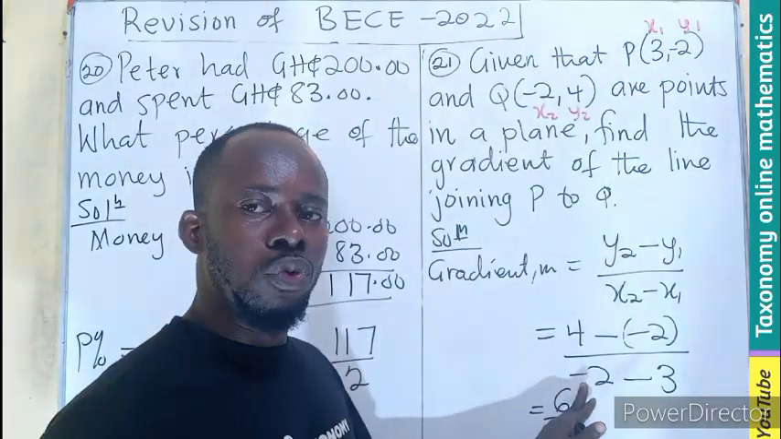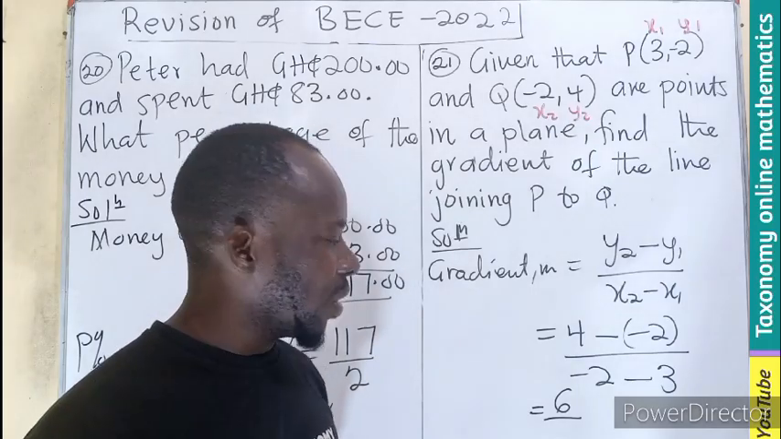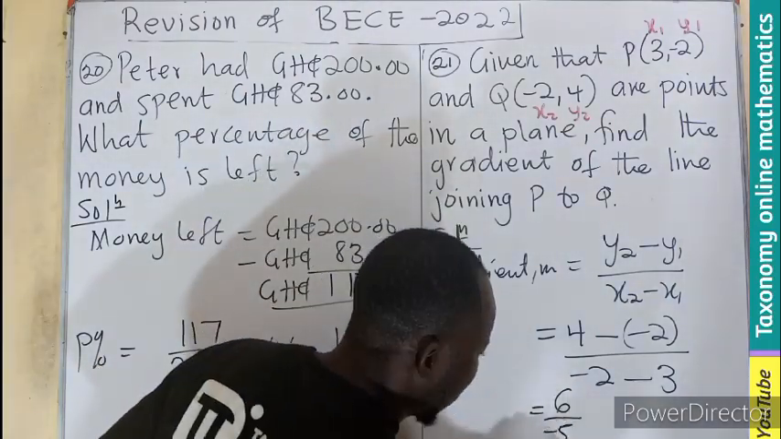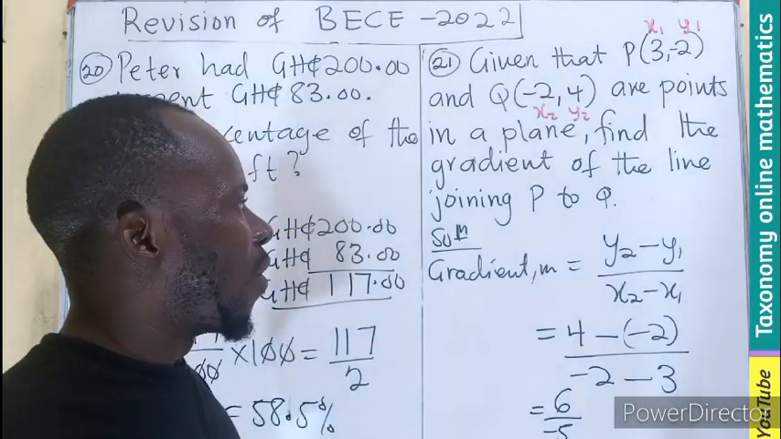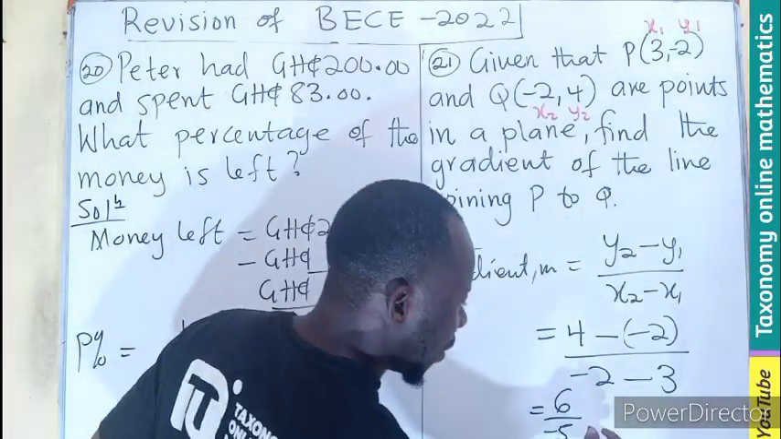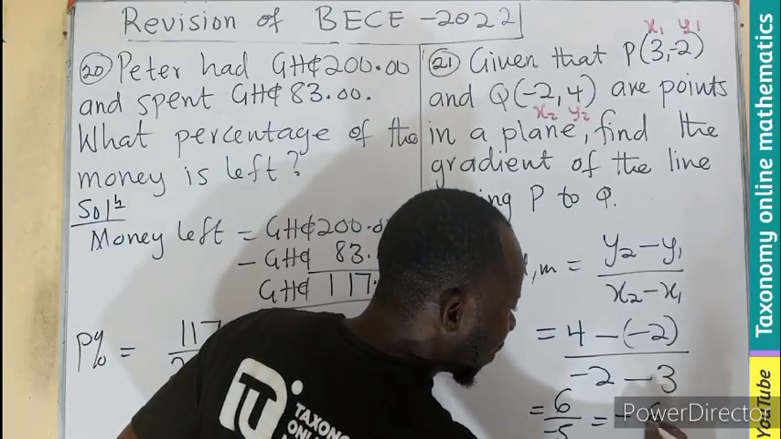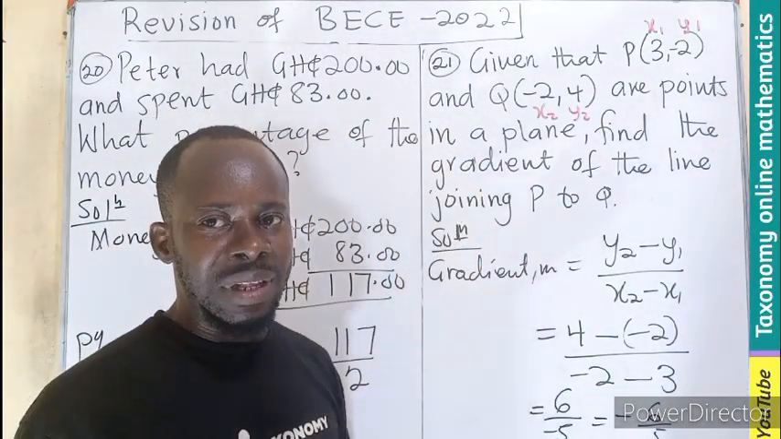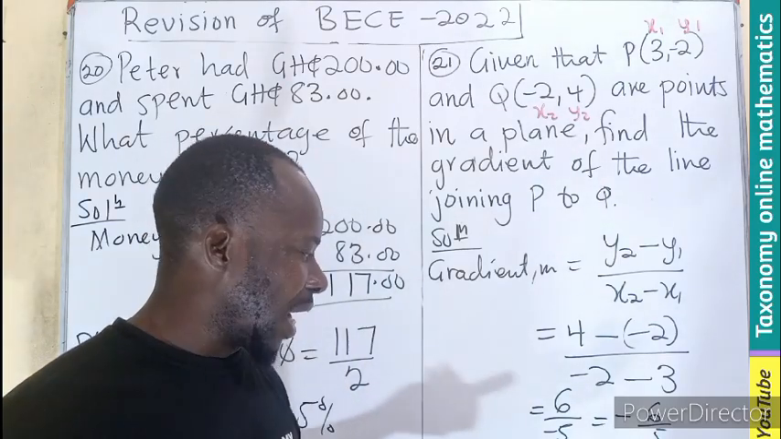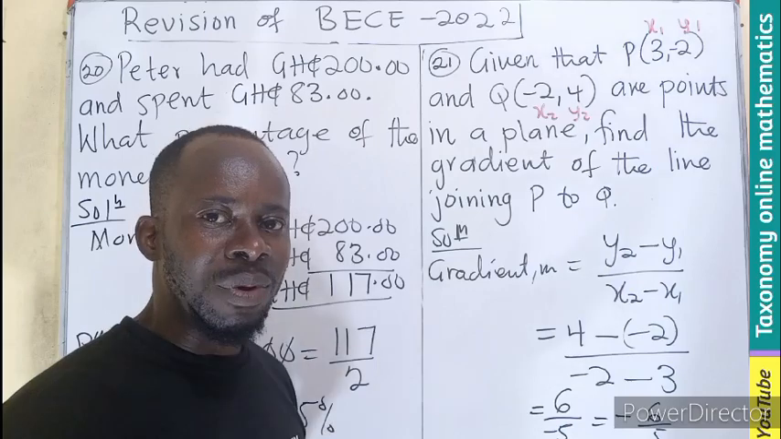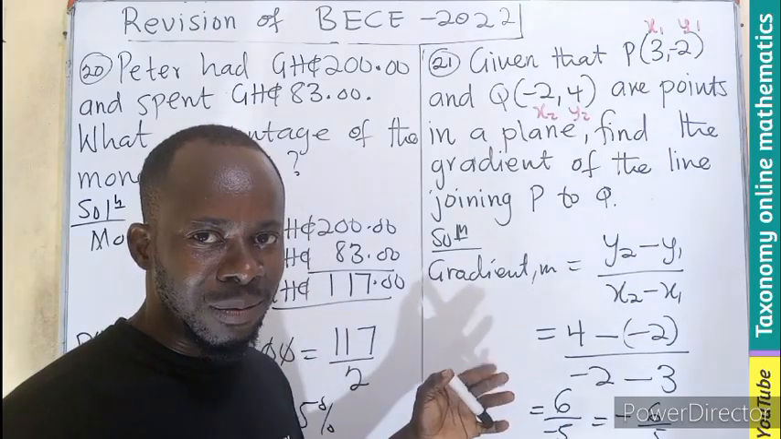Then minus 2 minus 3 will give us minus 5. So we have 6 over minus 5. So this becomes the gradient of the line joining the points P and Q. Don't forget, it could also be negative in front, 6 divided by 5, like this, or the negative in the numerator, positive in the denominator, or just the way I am saying this one. Any way you put it, your answer will be the same. I guess you're on the same course.